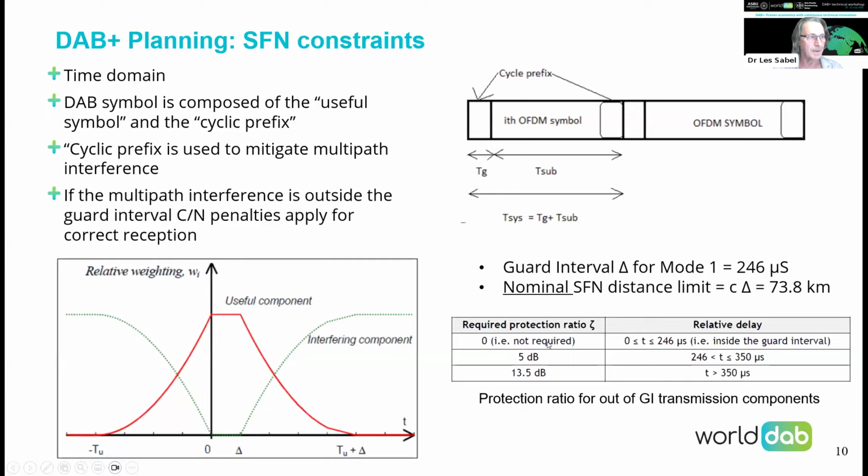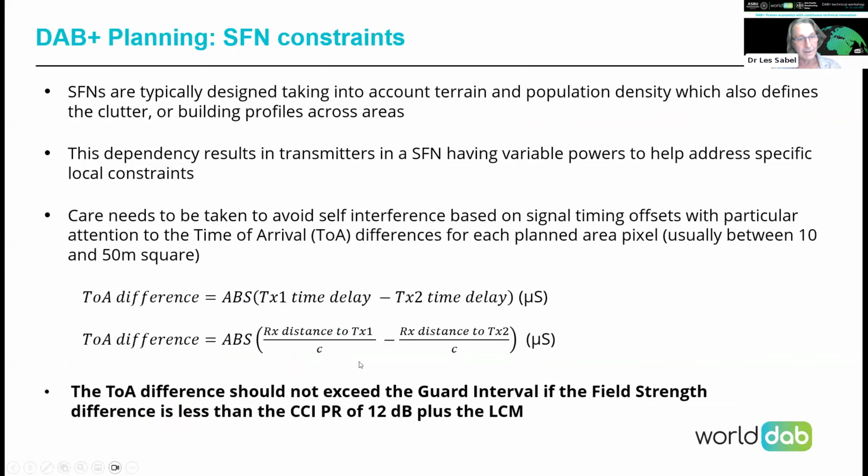So let's look at an example, because actually what we're really looking at is taking into account the time of arrival difference. What we have is this dependency on the results in the transmitters in the single frequency network having variable powers, and we need to address their specific local constraints. So the time of arrival is defined as the absolute value of the time delay between the receiver and the transmitter of transmitter 1 and transmitter 2.